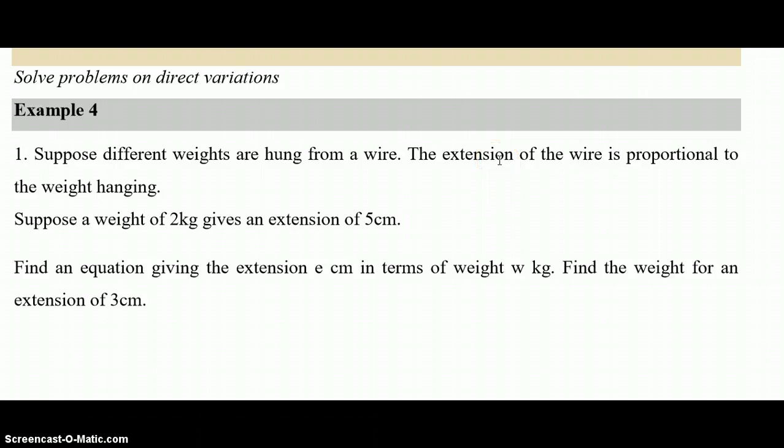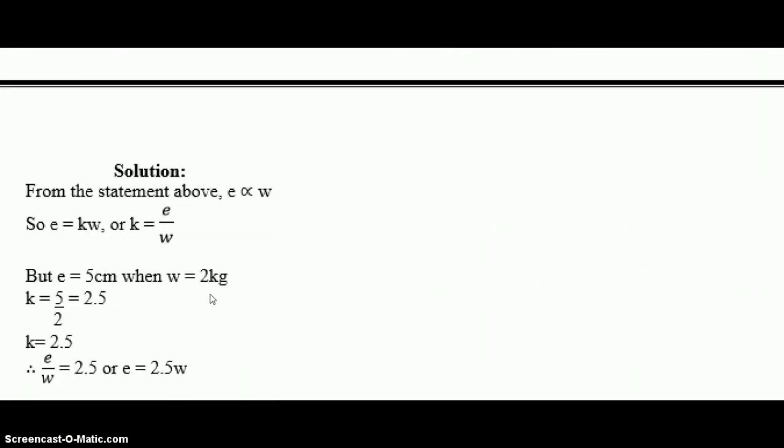So we can see that this is directly proportional. Mean that extension is directly proportional to the weight. Hiyo ni 1. Akisema suppose a weight of 2 kg give an extension of 5 cm. Hivyo basi kama 2 kg zilitoa extension ya 5 cm, then akisema tafuta equation, mwishoni akisema find the weight ambapo extension yake itakuwa ni 3 cm. Okay, this is very simple. Let us see the solution.